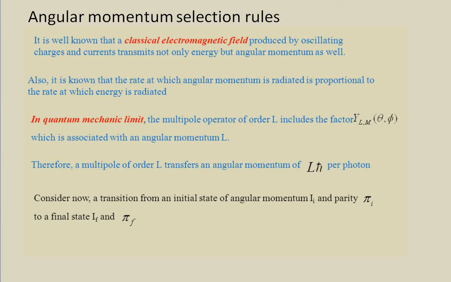Gamma decay selection rules. In the last class we discussed how gamma rays are produced and what the different types of gamma rays are, and we discussed multipole moments and all these things. Today we are going to discuss the angular momentum selection rule.